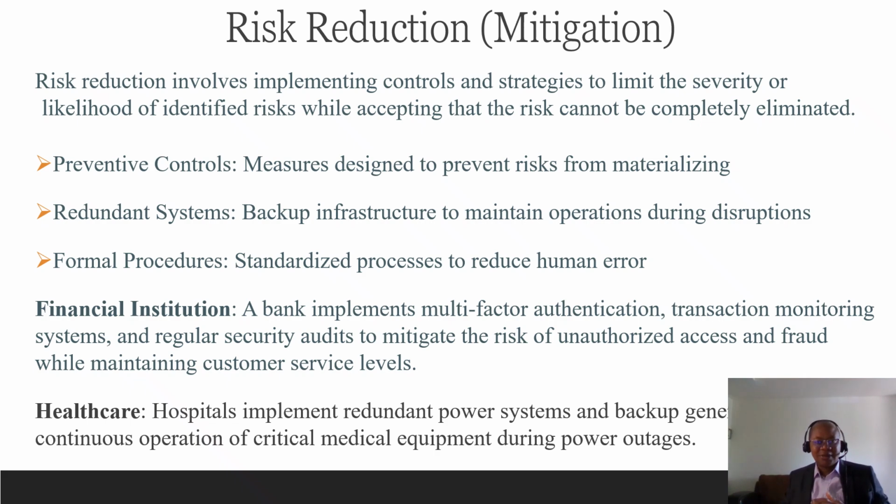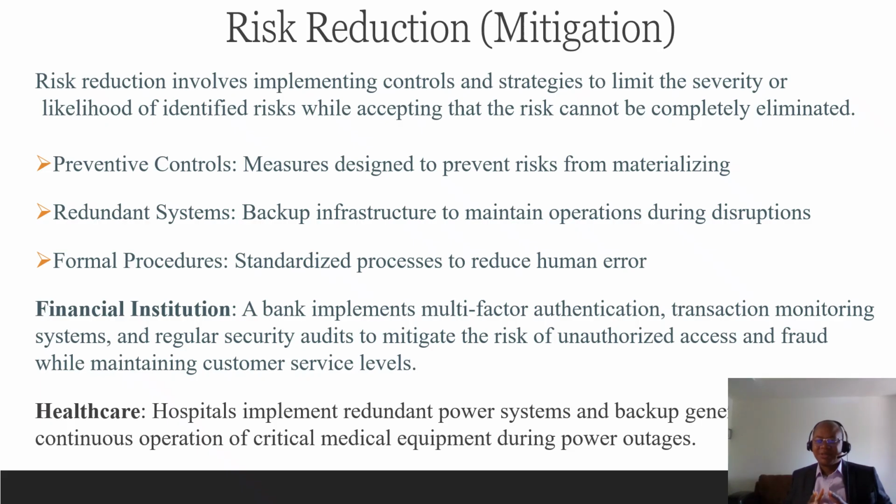There are redundant controls or redundant systems, which provide backup infrastructure to maintain operations during any disruption. There are also formal procedures, so an organization can put in place a standardized process to reduce human error, which could trigger the risk.